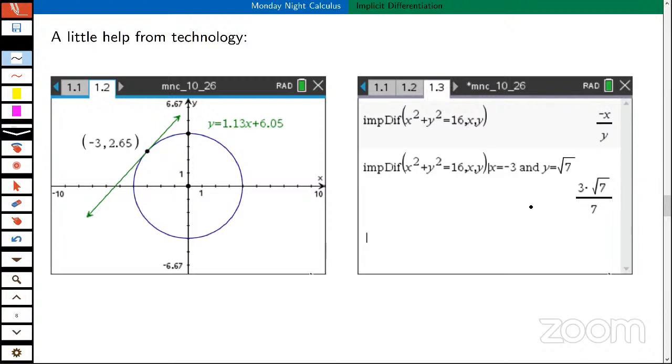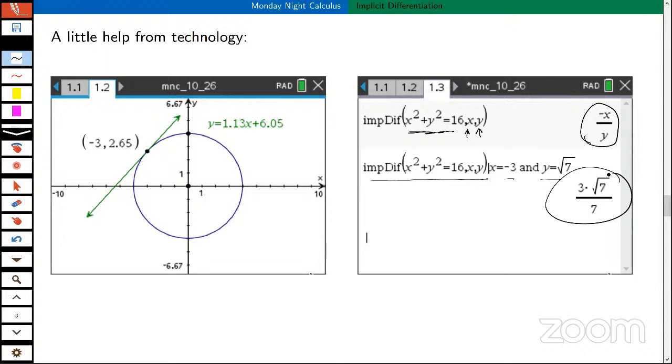And I think a neat function on the Nspire is that it actually has an implicit differentiation function. So I can write in this expression, tell the Nspire what the independent variable is, indicate the dependent variable, and there's the derivative, dy dx. I can go one step further, find the derivative such that x is -3, y is the square root of 7, and there's the slope of the tangent line at that point, which is really cool.